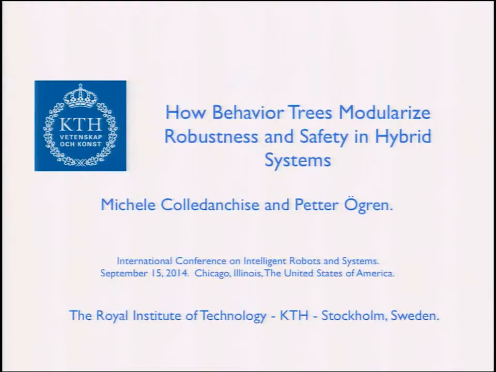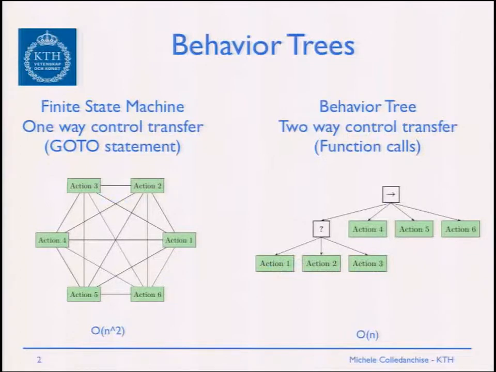I will be presenting the work I've done with my supervisor on how behavior trees modularize stochastic robustness and safety in hybrid systems. Behavior tree is an action plan framework that has been inherited from the artificial intelligence plan in computer games. They've been very popular since they provide a good balance between goal-oriented behaviors and reactive plan, and they've almost completely overtaken the finite state machine in the high-profile video games in the market.